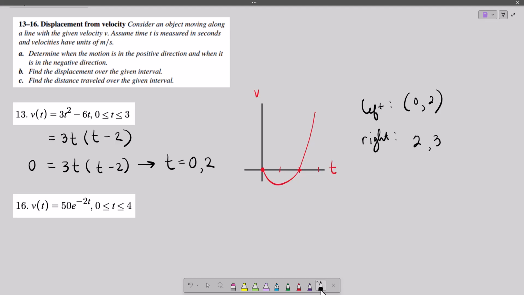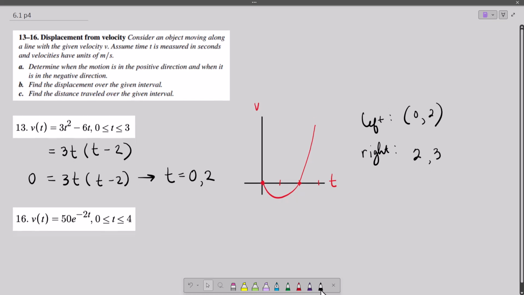And on the left, parenthesis or bracket? Parenthesis for sure on the left. On the right, bracket. Because it is moving at 3, right? It is moving at 3. The velocity is not 0, so we can say that it's still moving to the right at that moment.